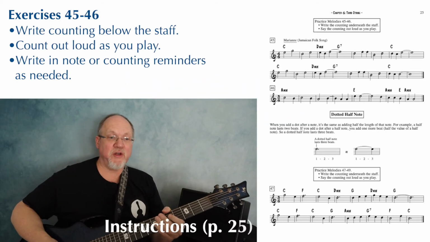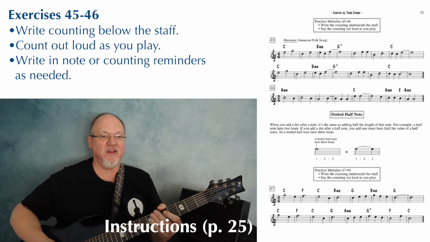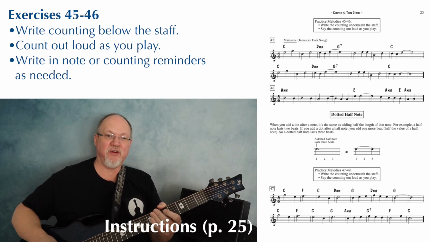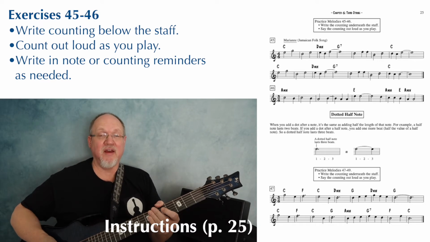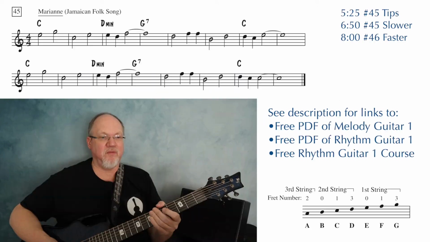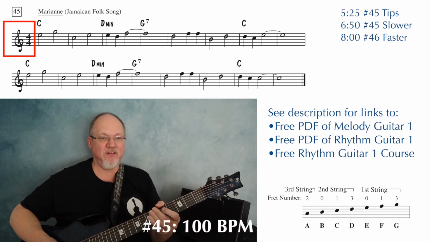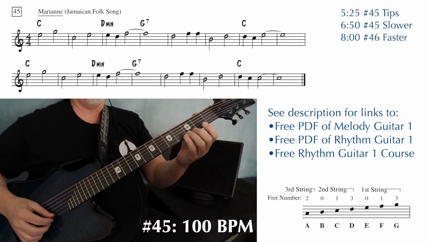At the top of page 25, we have melodies number 45 and 46. Make sure you write the counting underneath the staff and say the counting out loud as you play so you get used to counting these tied notes. Number 45, Marianne, is in 4/4 time. 1, 2, 1, 2, ready, play.